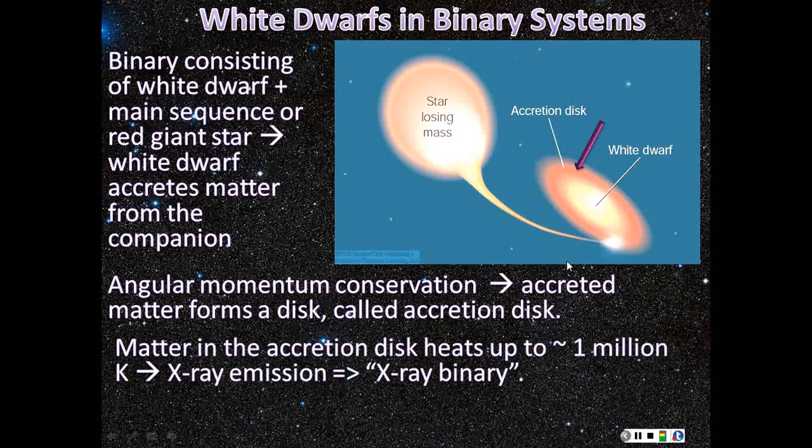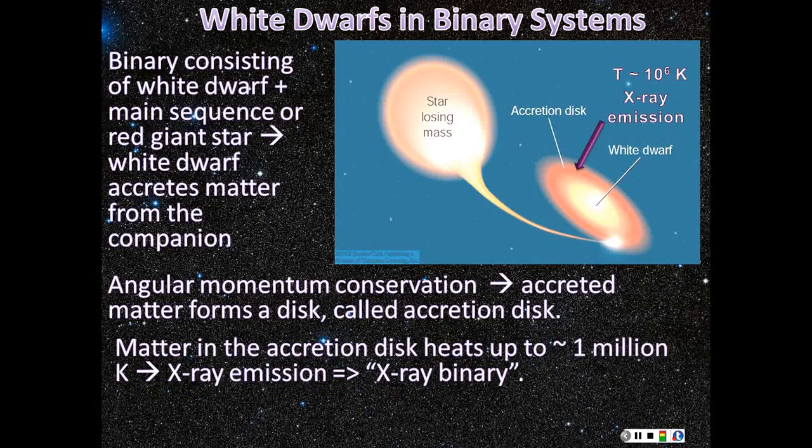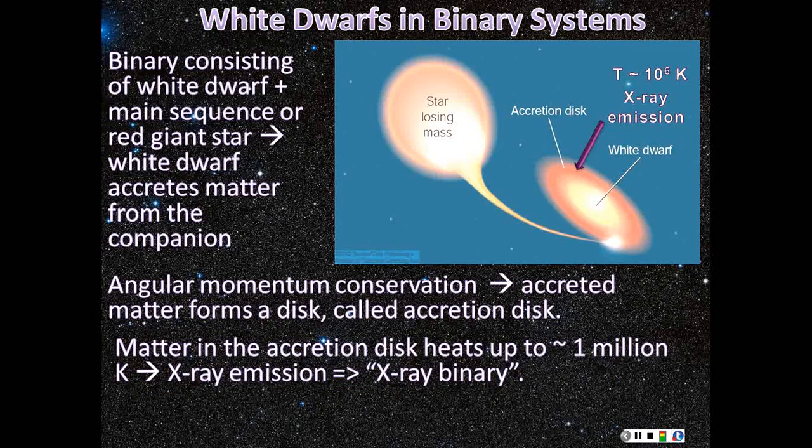And so what you have is that this material here is actually about 1,000,000 Kelvin, which means that it's giving off X-rays just because of its temperature. And so we have what's called an X-ray binary, which is where the material that's being sucked onto the white dwarf is being heated so much that we see strong X-ray emission from it.